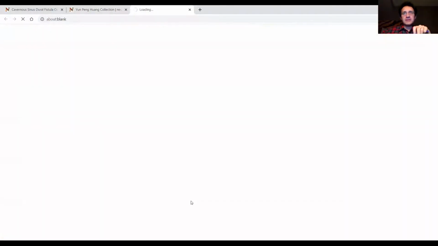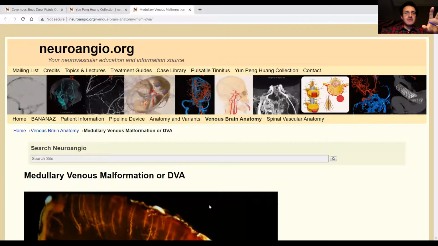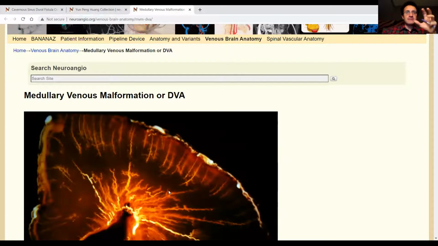So here's a medullary venous malformation page. He called it a medullary venous malformation, what we know today as a developmental venous anomaly, or DVA. But essentially, it's the same thing. And it's really him who defined it. His name didn't stick, but this is what it was.